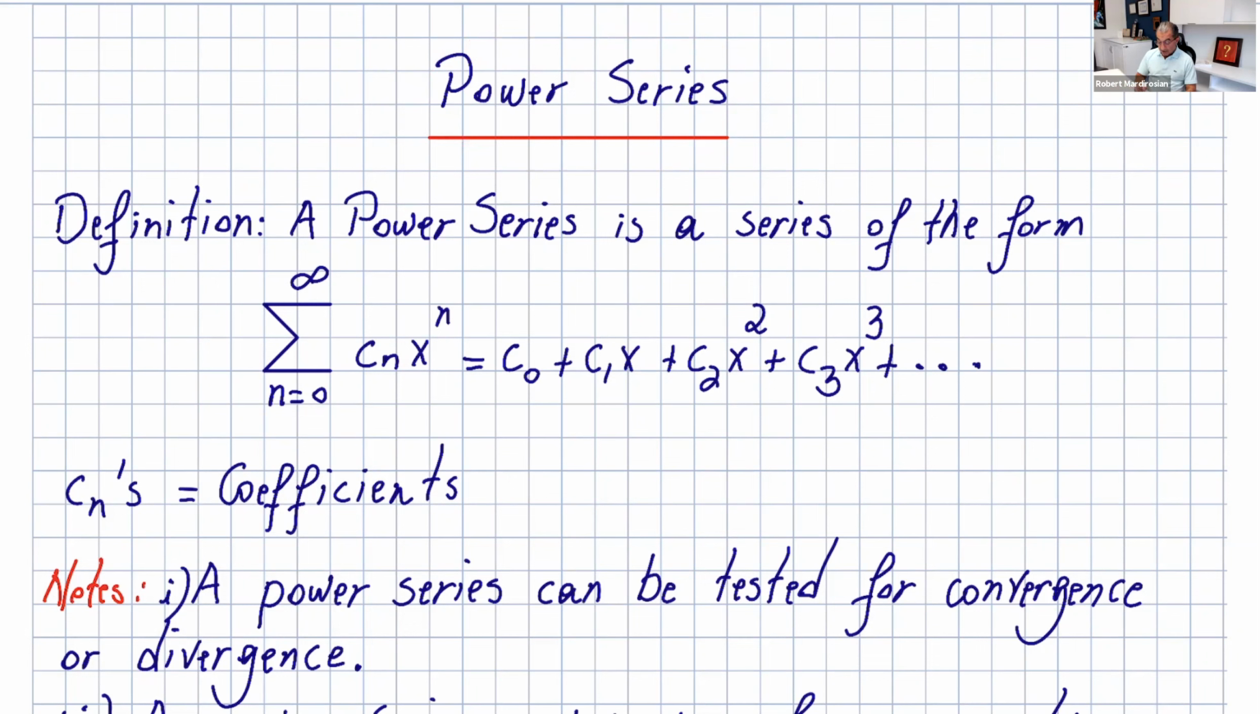A power series is a series of the form: the sum of n starting from 0 to infinity of c sub n x to the power of n. If I expand this and substitute, if you put 0, you get c0, and x to the power of 0 is just 1, c1 times x, c2 times x squared, c3 times x cubed, and it keeps going. And the cn's are called the coefficients.